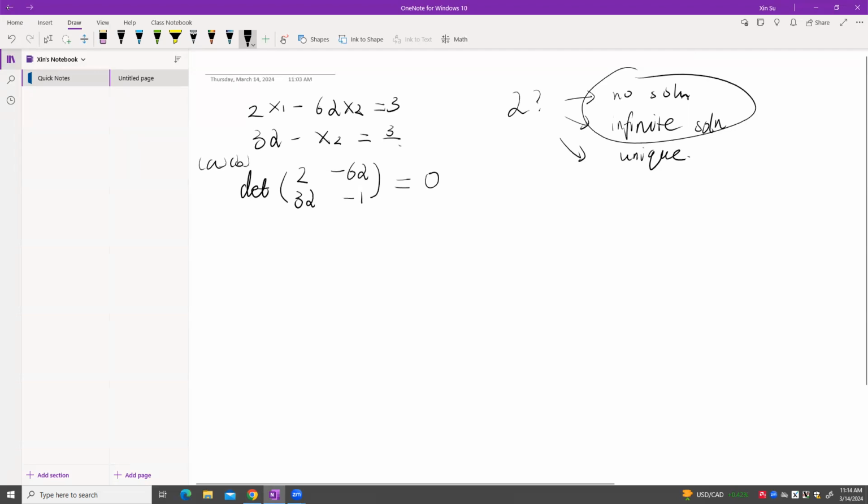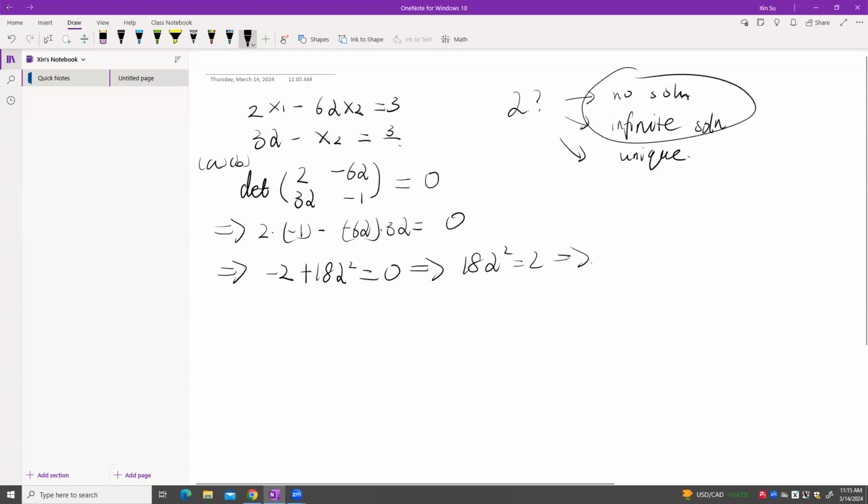For this, we require the determinant to be 0. So we solve this for alpha and get a polynomial. This means we have 2 times negative 1, and then subtract 6 alpha times 3 alpha. We want to solve this equation, and we get negative 2 plus 18 alpha squared equals 0. Then 18 alpha squared equals 2, and alpha equals plus or minus the square root of 1 over 9. There are 2 solutions here, plus and minus 1 over 3.